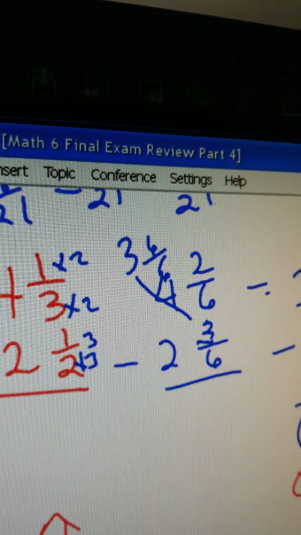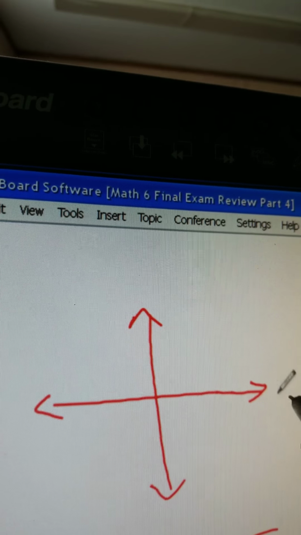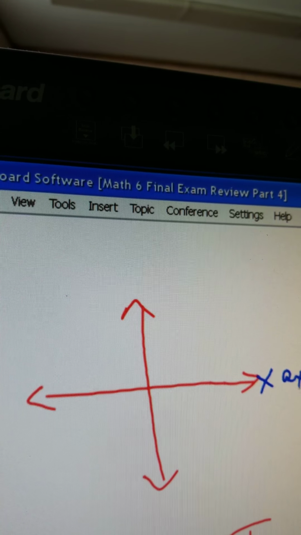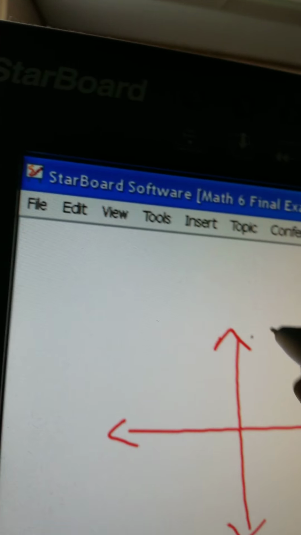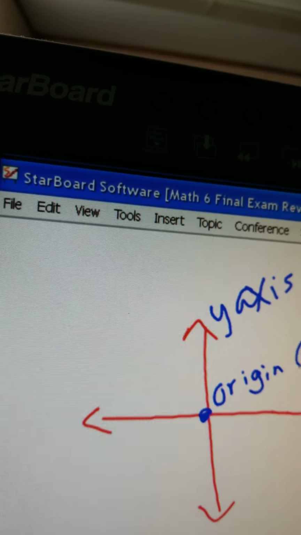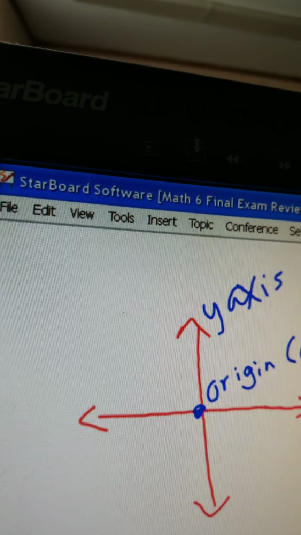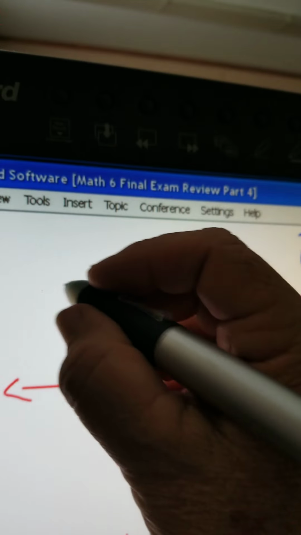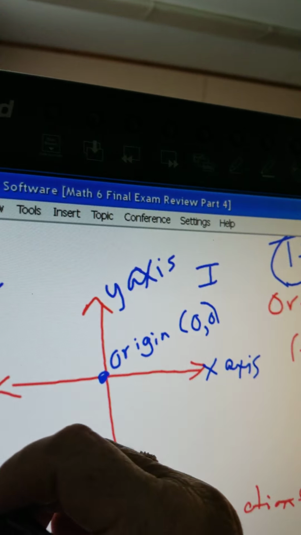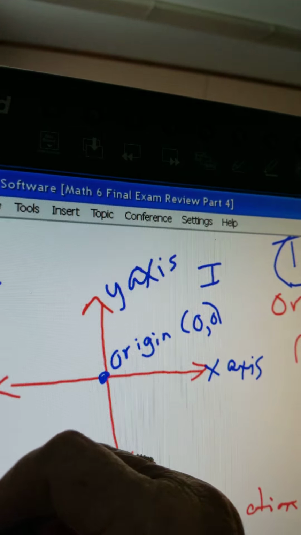All right, this part should be really easy, and I put everything out on the side. You need to label the x-axis, label the y-axis, label the origin, and the points of the origin would be what? 0, 0. You need to name the quadrants. 1, remember to go counterclockwise. 2, 3, and 4. Then you need to tell me where I'm going to find these combinations.